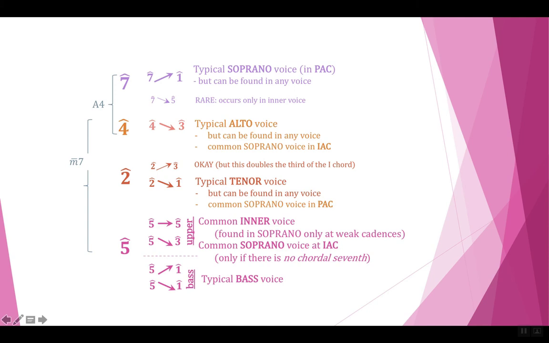For scale degree 5, if it's in the bass, the most common thing is to have the two root position chords, 5 chord going to 1 chord. So, sol, do. And then, sol, mi. It's very common for an imperfect authentic cadence. Or sol, sol. It's not super common, believe it or not. It would be common for an inner voice, but for the soprano, that would only be a very weak cadence where you end on scale degree 5 in the melody.